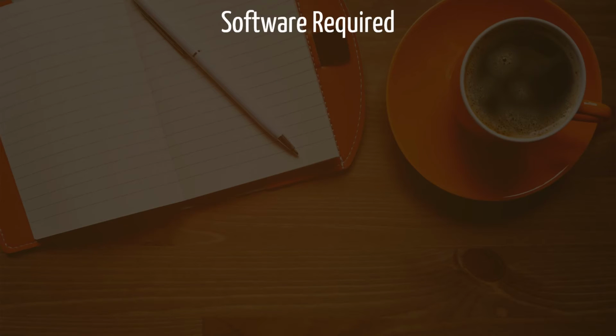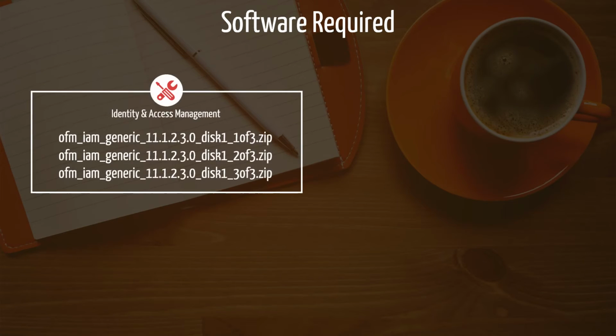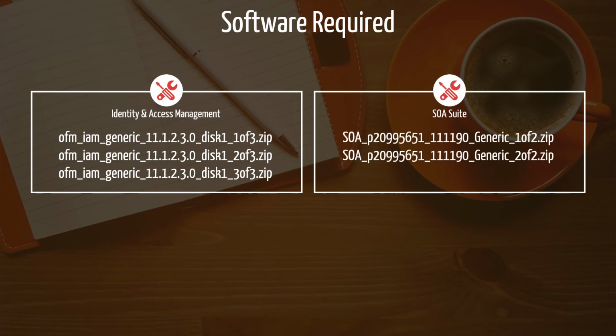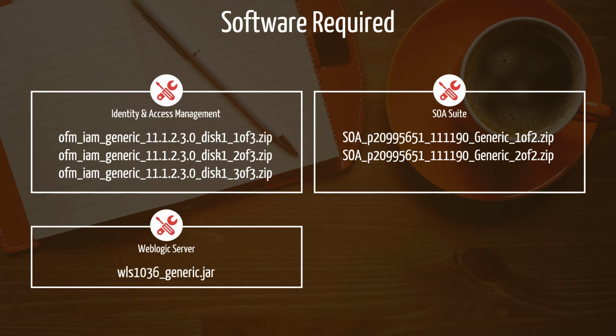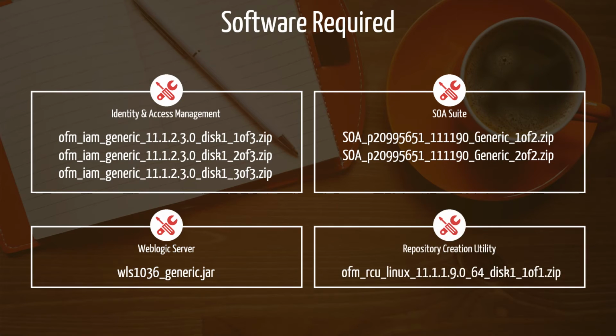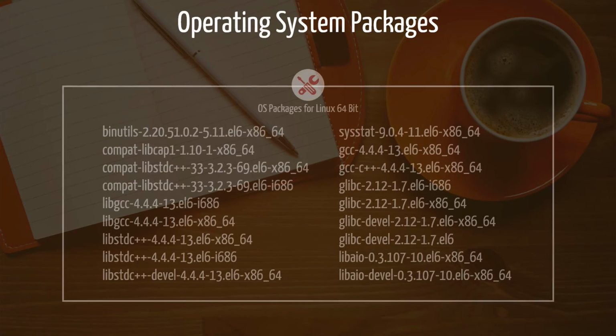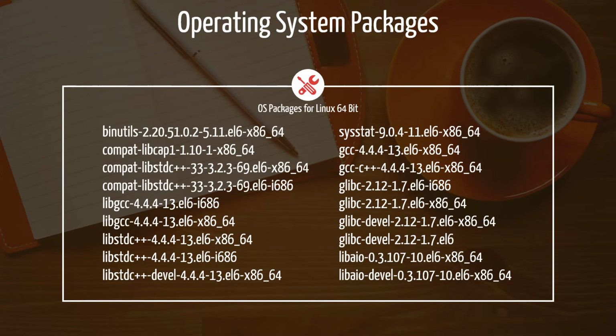And this is the software we'll be needing today. For Oracle Identity and Access Management, you need to download 3 zip files, and you need to download 2 zip files for SOA Suite and the WebLogic Server generic jar file. You also need the RCU version 11.1.1.9 to create our repository. And before installing, make sure these operating system packages are installed on your server or virtual machine. The package version should be equal to or higher than the version specified here.